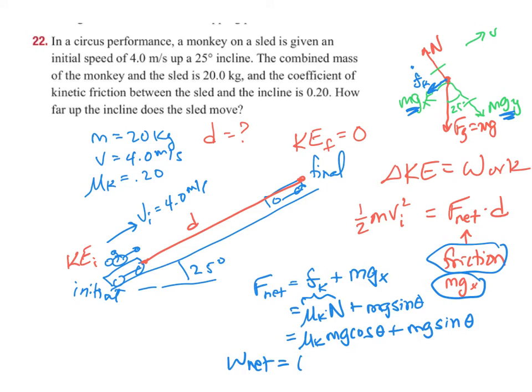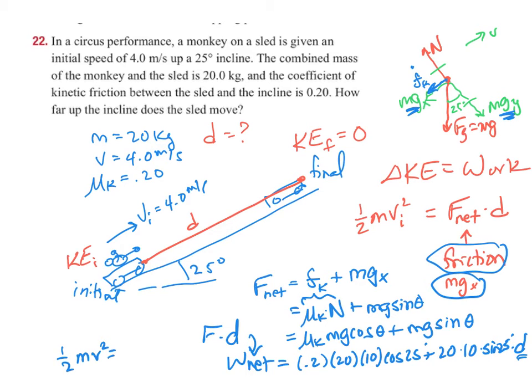So I'm going to say 0.2 was mu k, 20 kilograms was m, 10 is g, cosine of 25 degrees, plus 20 times 10 times sine of 25 degrees, all times d. Remember, because W net is F times d. So I have d down here at the end. So my 1/2 mv squared has to be equal to all of that. So I have to solve for d. I'll do that on the next page. Go back and add a page. There we go.